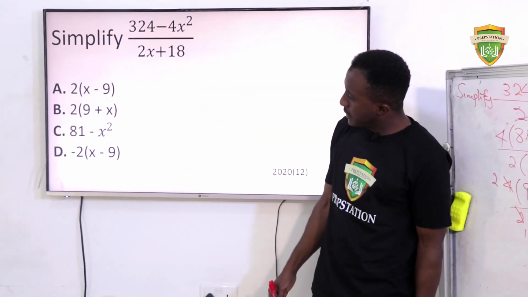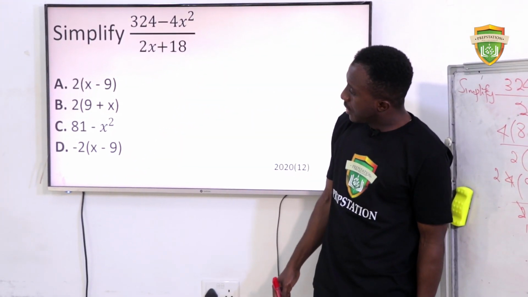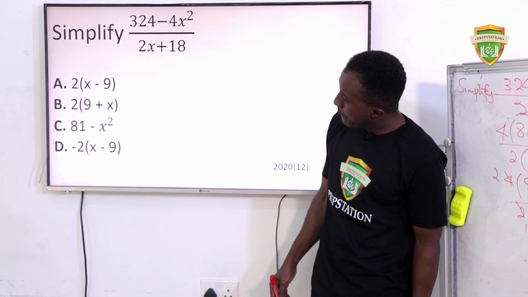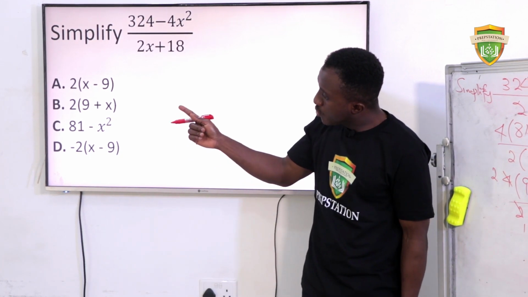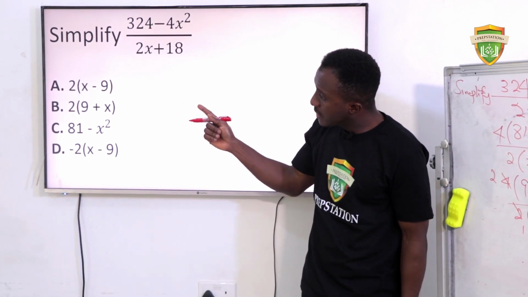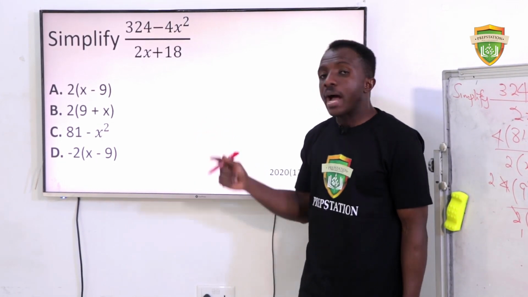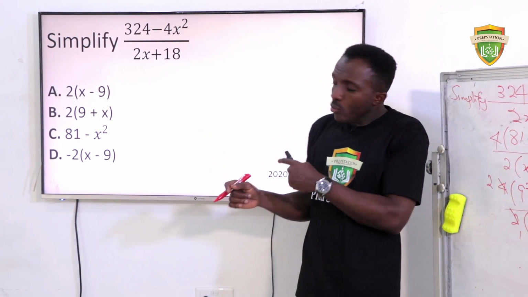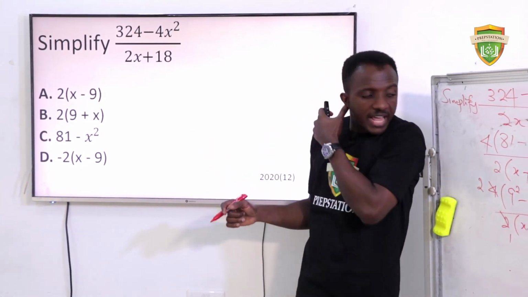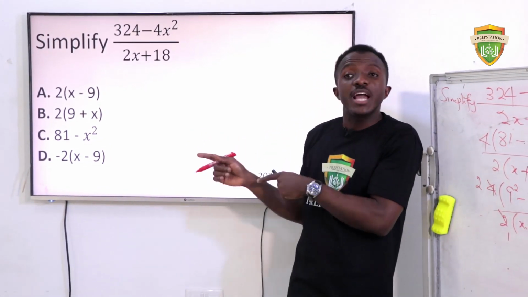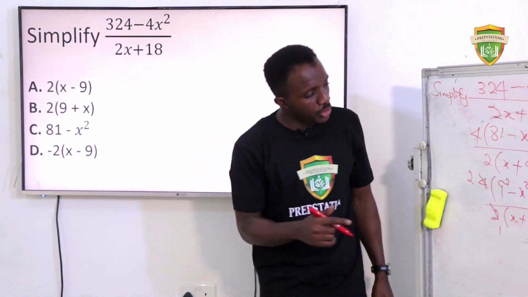2 into 9 minus x. Okay. Here we have 2 into 9 plus x, and 2 into 9 minus x. Now, I'm going to show you something. If you look at that, it looks like we do not have an answer, but we actually do have an answer. Now, I'll teach you something.